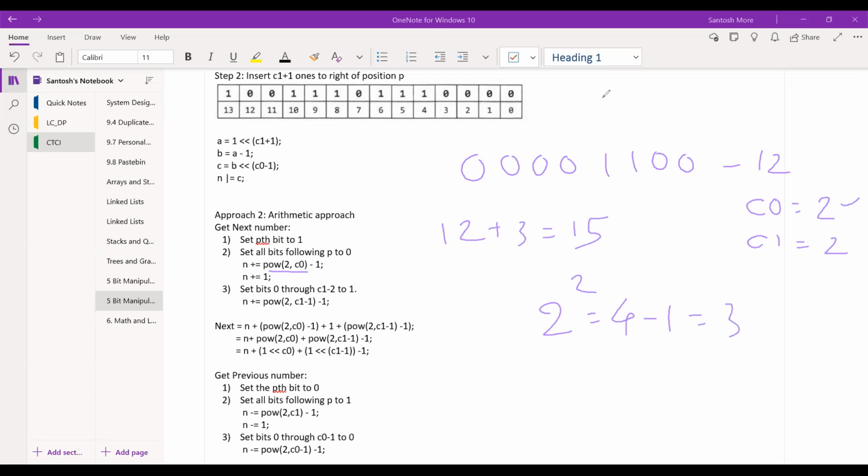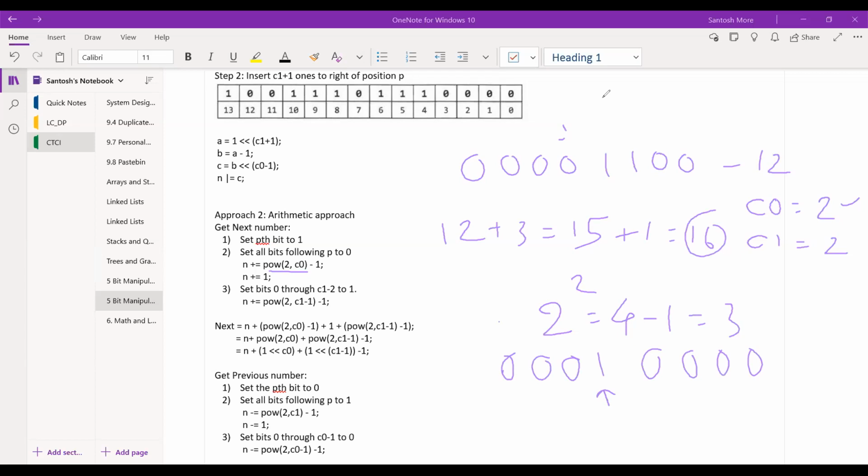But actually I want to set this bit, so how do I do that? If I add 15 plus 1, which will be 16, right? The binary representation of 16 is 0 0 0 1 0 0 0 0. So I have automatically set this one bit just by doing it the mathematical way. This is not bit manipulation. You got it? Okay.